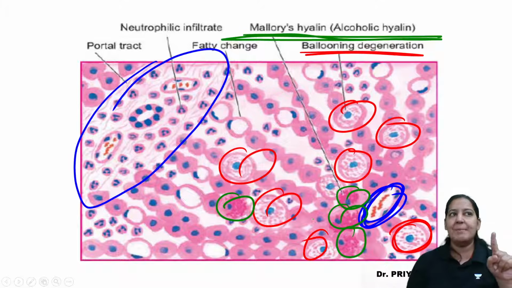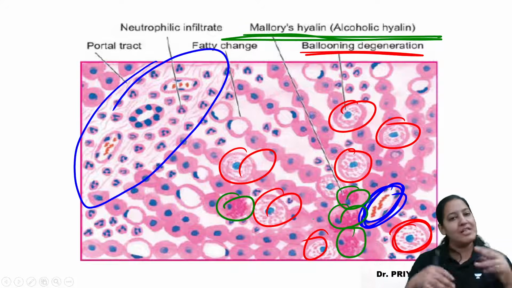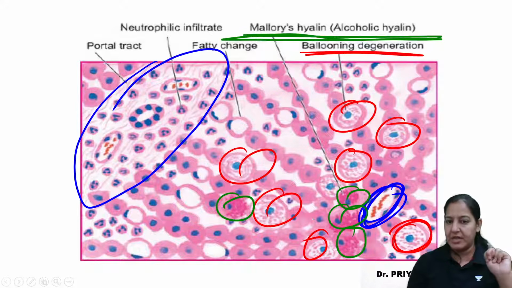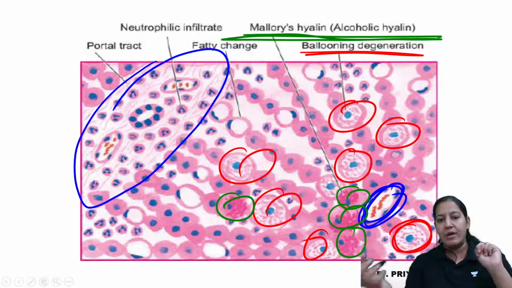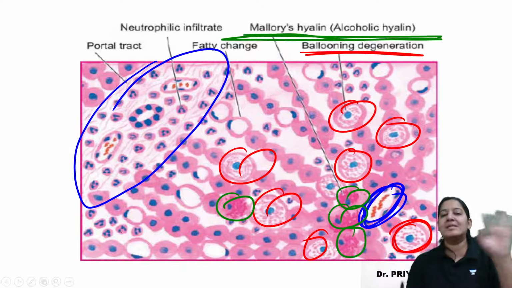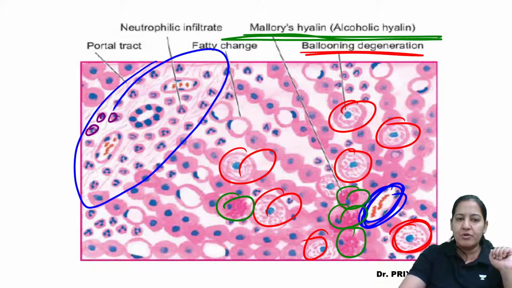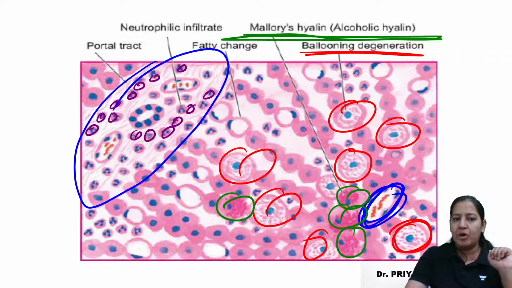So first, some of the hepatocytes show balloon degeneration, and some of the hepatocytes show Mallory hyaline bodies. And see the background. In the background, you will find numerous neutrophils. You are finding numerous neutrophils in the portal triad also. Can you see all the neutrophils? These all are multilobated neutrophils.